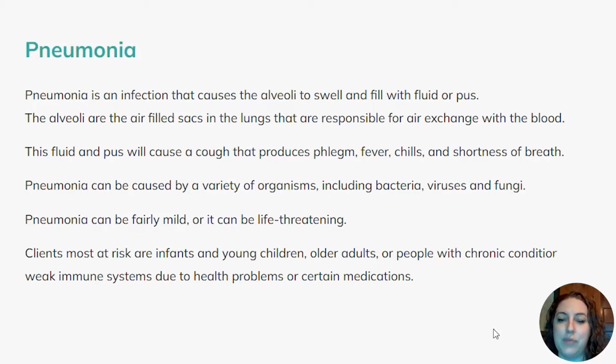Pneumonia can be caused by a variety of organisms, including bacteria, viruses, and fungi. Pneumonia can be fairly mild, or it can be life-threatening. Clients most at risk are infants and young children, older adults, or people with chronic conditions or weak immune systems due to health problems or certain medications.